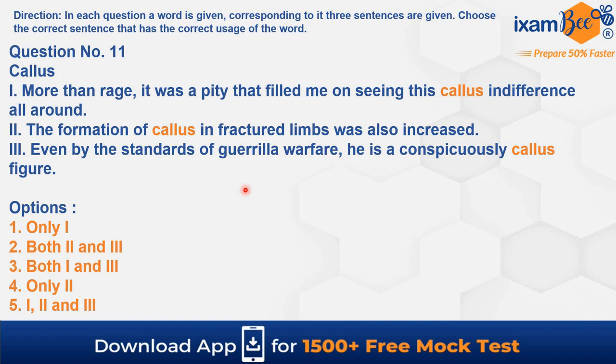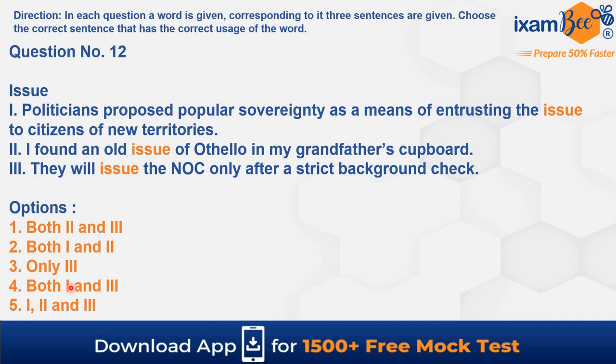So if you read the first and third sentences, see, more than rage, it was pity that filled me on seeing this callus. It doesn't make sense here. Even by standards of guerrilla warfare, he is a conspicuously callous figure. Doesn't make sense. But when you read the second, it relates to the meaning that I have told you. The formation of callus in fractured limbs was also increased. So you see, it matches. Hence, only the second, that is the fourth option, will be the correct answer. Right? Okay, let's move to next question.